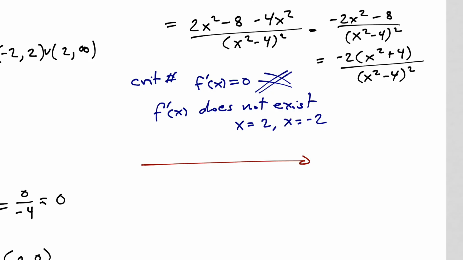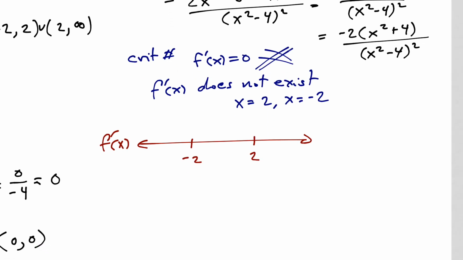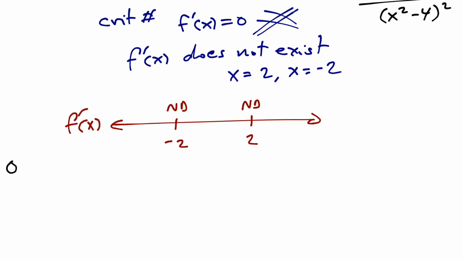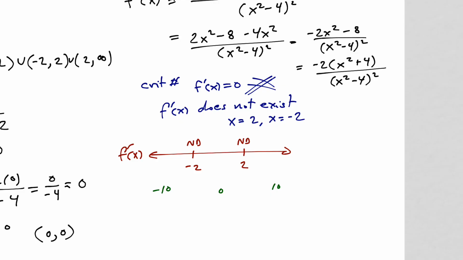So we can create a sign chart for the first derivative. Negative 2 and 2 are the only two critical points. I can put, not defined here. And then I can choose some test points, negative 10, 0, and 10. And think about the value of this expression. So for a value like negative 10, the top of the derivative is going to be negative, and the bottom is going to be positive. So it's negative overall.